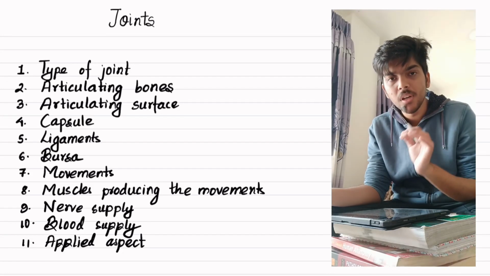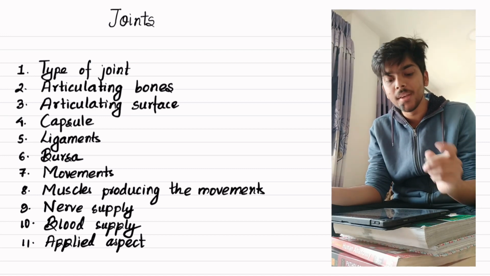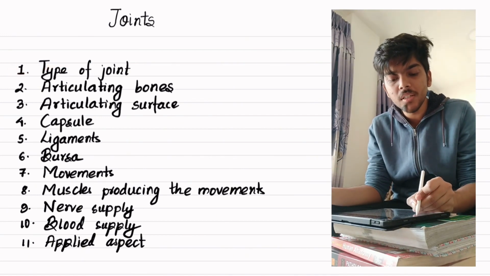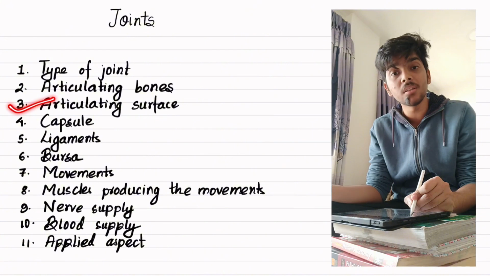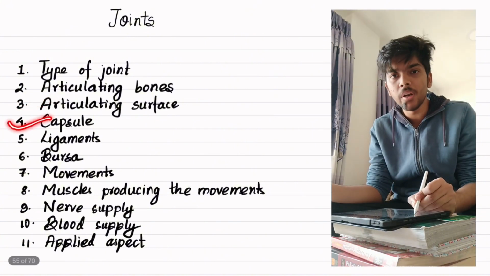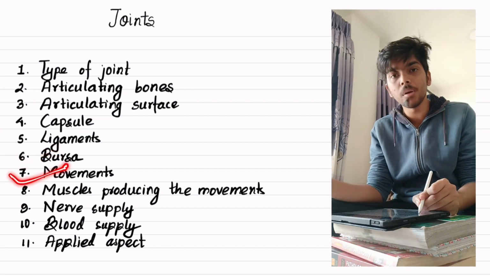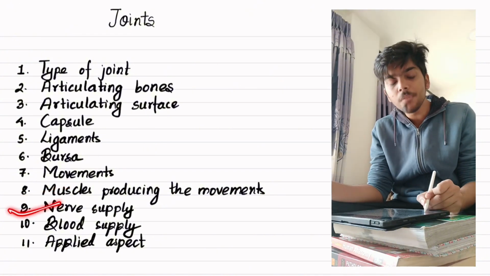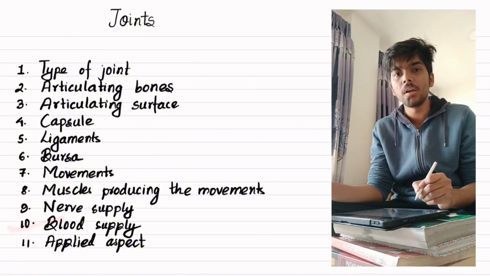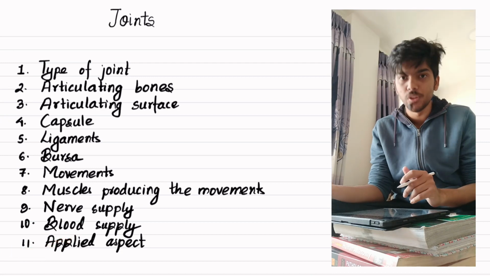In this series of joints, we are going to look at the various types of joints under various headings. We are going to look at the type of joint, the bones that are responsible for the formation of that joint, the surfaces of that bone that form the articulating surface for the joint, the capsule of the joint if it's present, the ligaments that stabilize the joint, the bursa that reduce the friction at the region of the joint, the movements that are brought about by the joint, the muscles that are responsible for bringing about those movements, the nerve supply of the joint, the blood supply of the joint, and finally, under clinical anatomy, we'll be looking at the applied aspect of the joint.